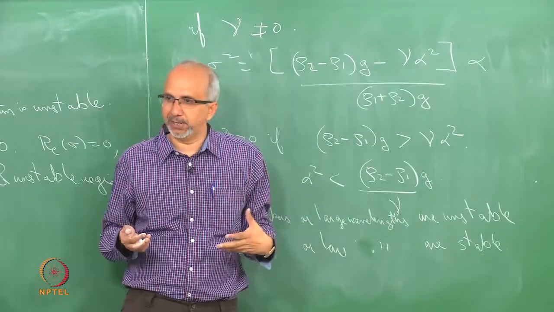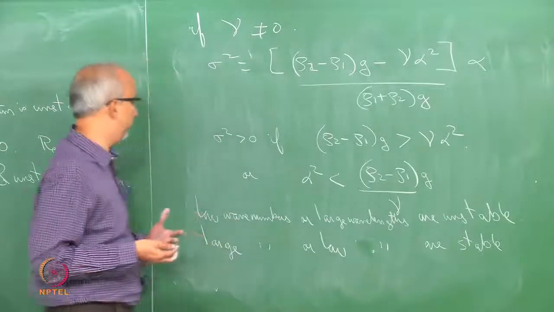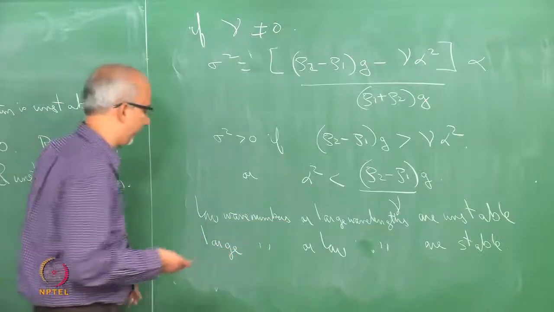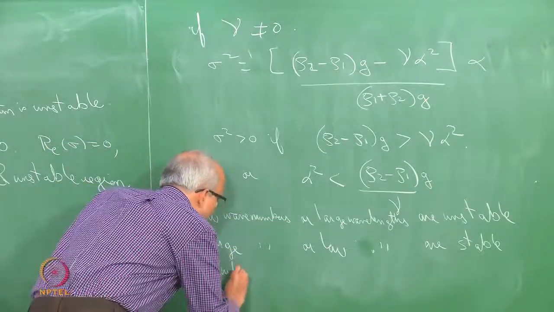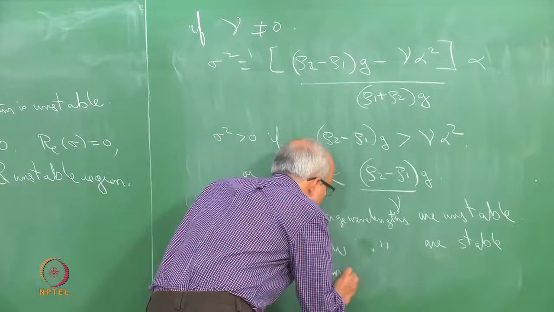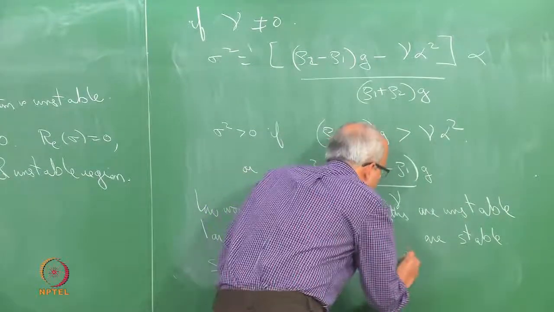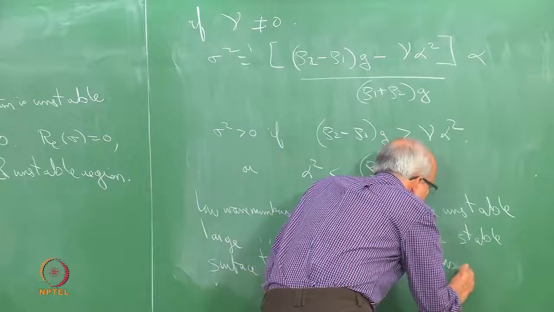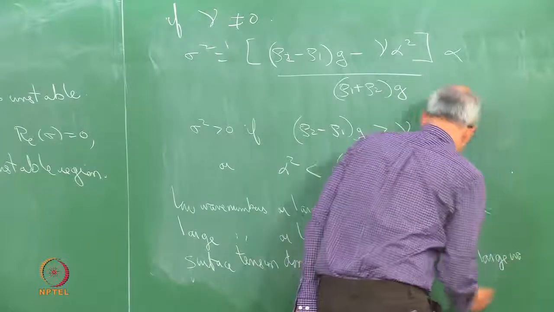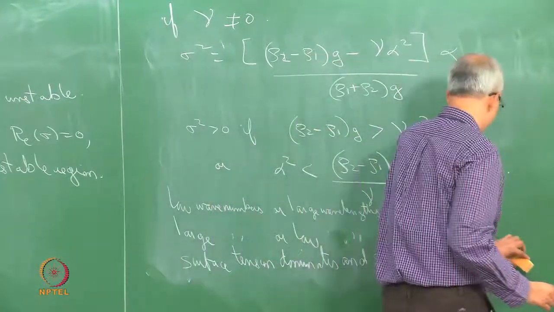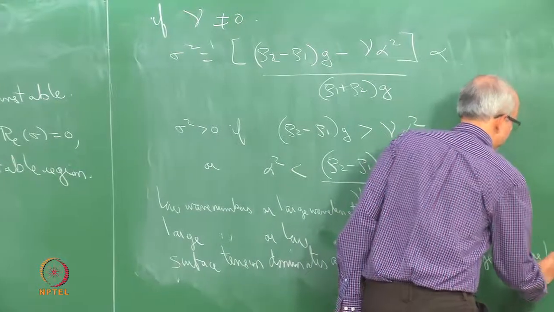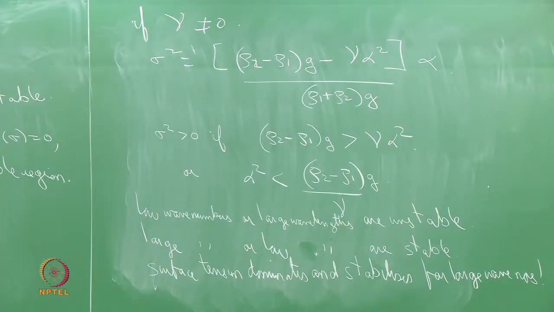And surface tension is going to dominate when alpha is going to be large, the wave number is going to be large, or the wavelength is going to be low. Okay, so surface tension dominates and stabilizes for low wavelengths or large wave numbers. Okay, I think that's the message from this analysis.